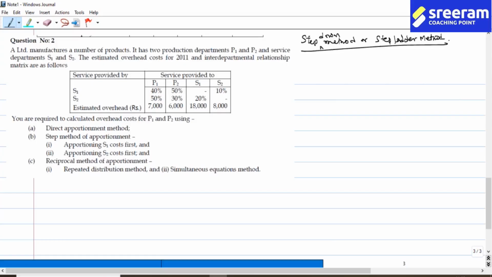Okay. How do we take it up? What is the assumption that we will be making? That means S1 will serve P1, P2 and S2. Where S1 I would like to take up first. S1 is a service department which will serve production department 1, production department 2 and S2. Then S2's overhead will be distributed only to P1 and P2, and S1 will be disregarded. Here I have started with S1 first.